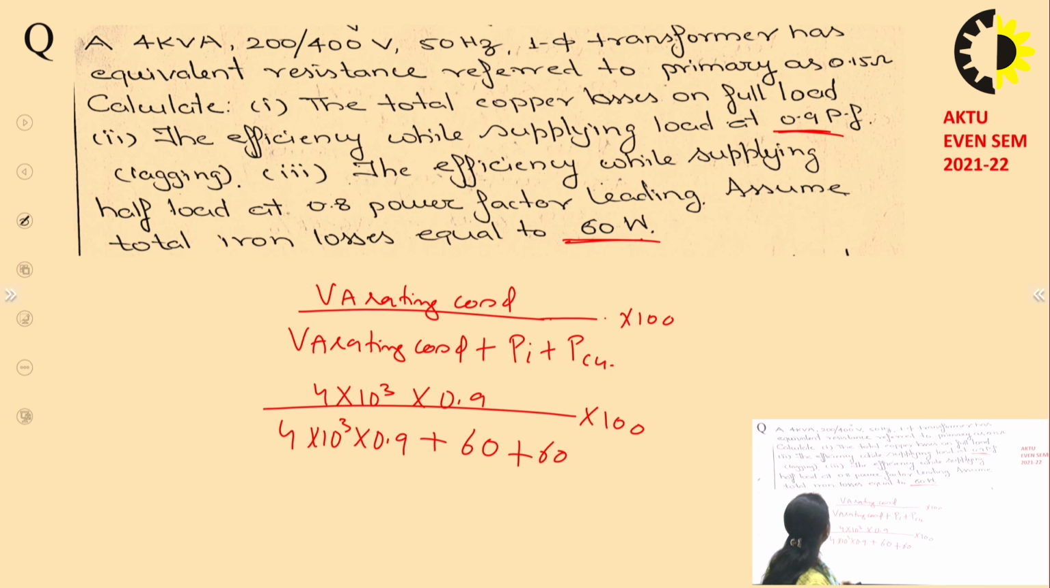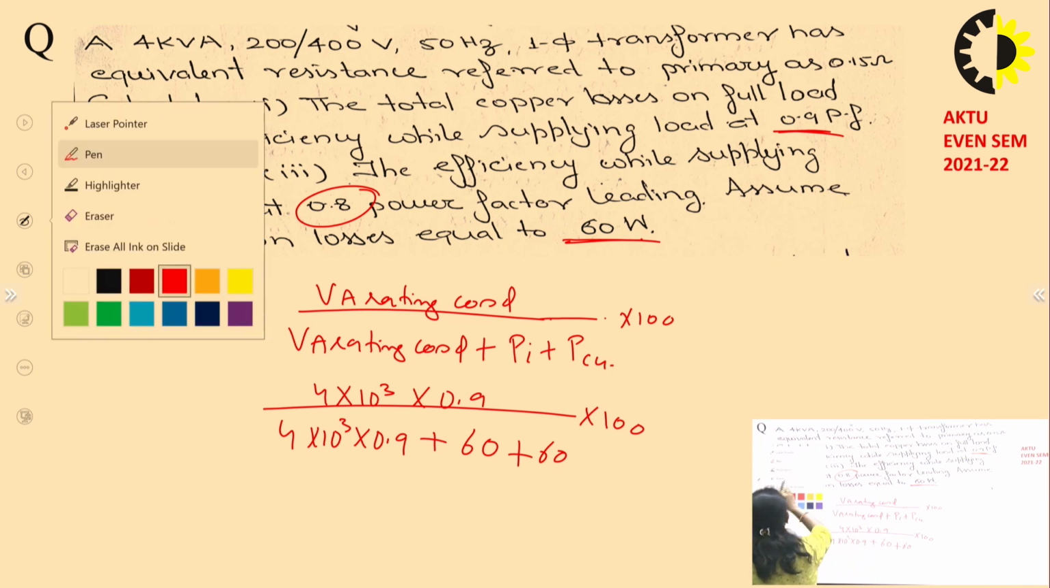Then the efficiency while supplying half load at 0.8. This you should note, right? The power factor, they are changing the power factor for both the cases, right? Power factor is not the same. So now how will you find it for half load?